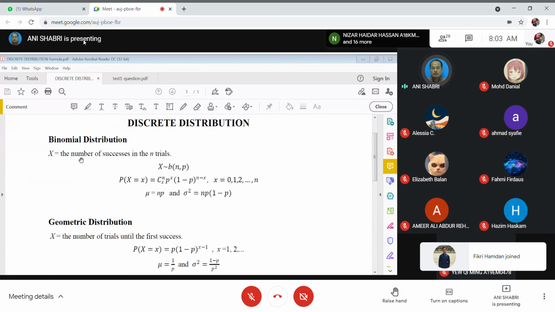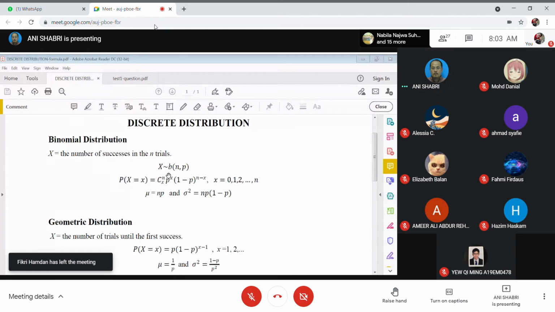X is the number of successes in n trials. If you have n and p, it is a binomial distribution. If you see in the question there is an n and p, it is a binomial distribution. The mean is np and the variance is npq.